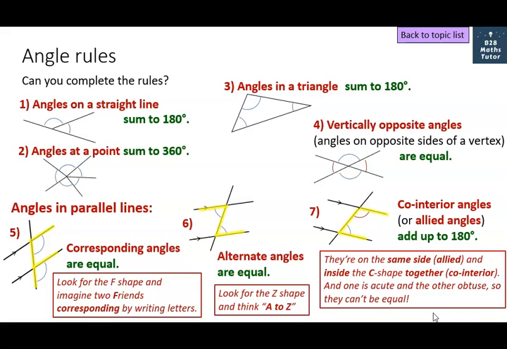And they can't both be the same, because you can see this one is acute and this one is obtuse. So don't make the mistake of saying they're the same because they're in one of the rules. These 2 are equal, these 2 are equal, these 2 are not equal, unless they're right angles. They add up to 180.